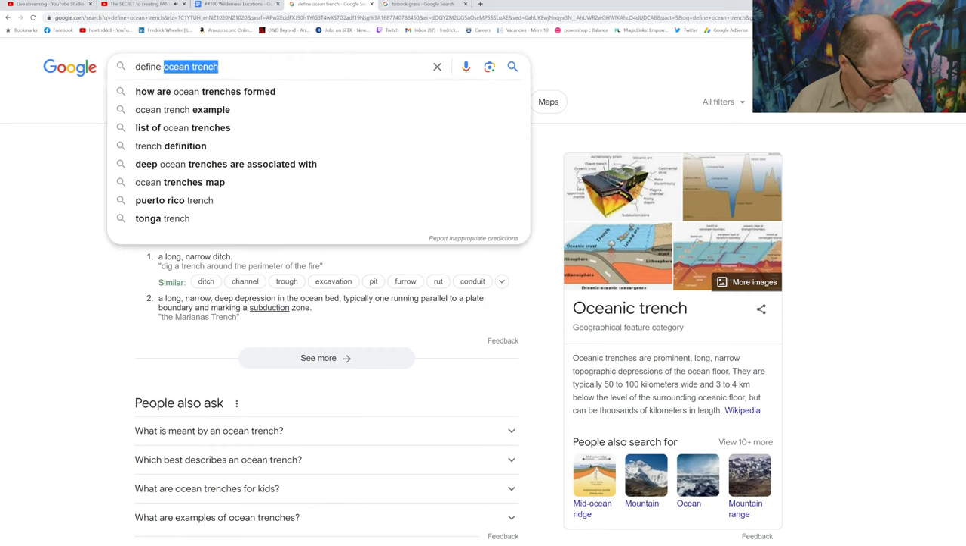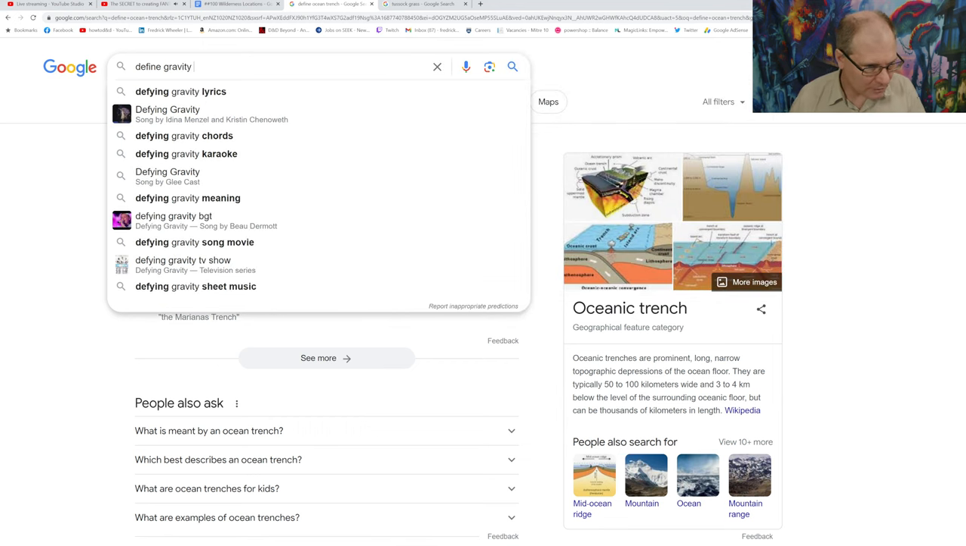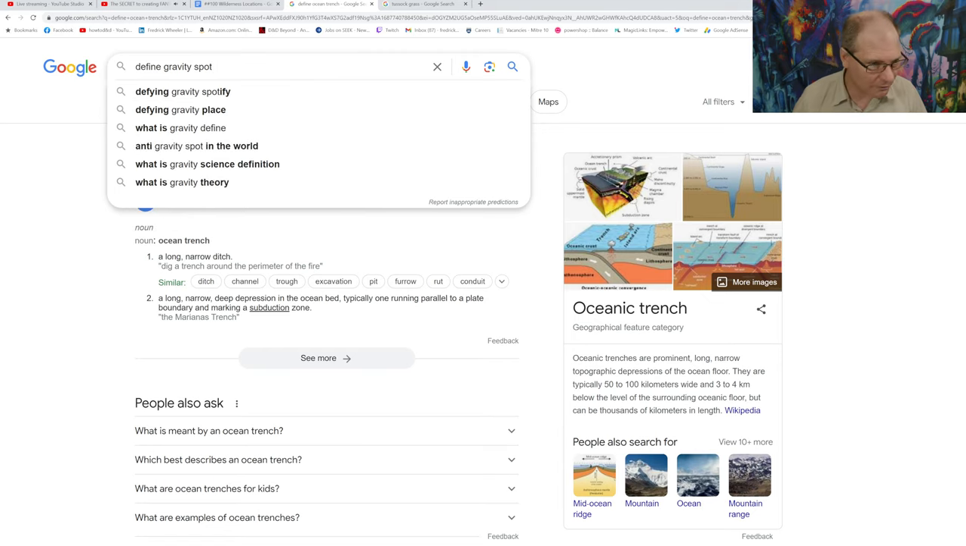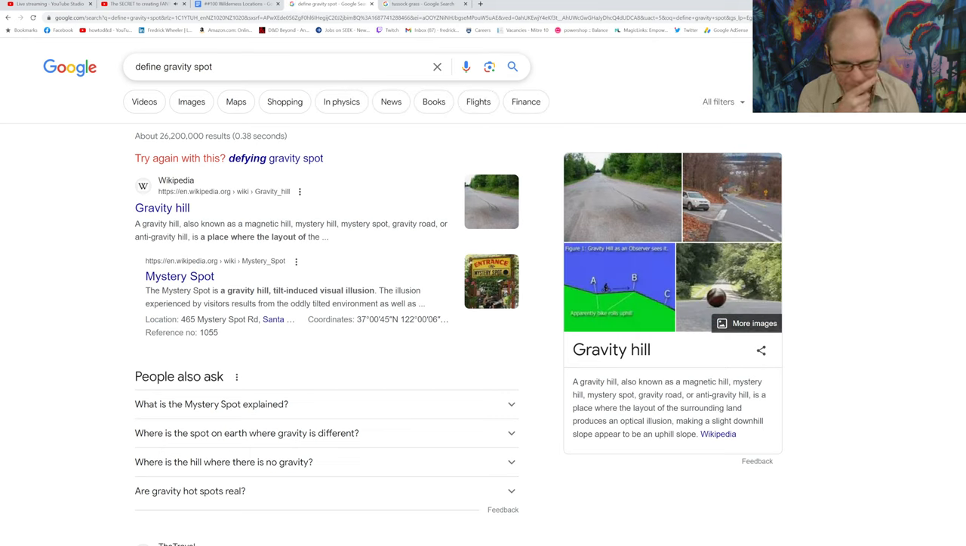Define gravity spot. Is it a gravity spot? What do we got here? Oh, it's also called a gravity hill. A gravity hill, also known as a magnetic hill, mystery hill, mystery spot, gravity road, or anti-gravity hill. It's a place where the... All right, okay, interesting.